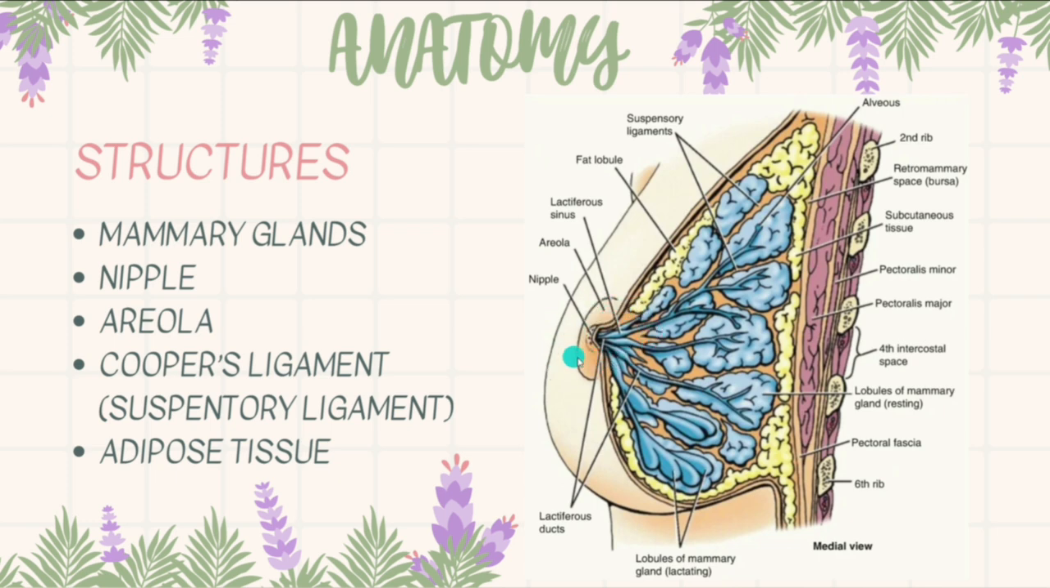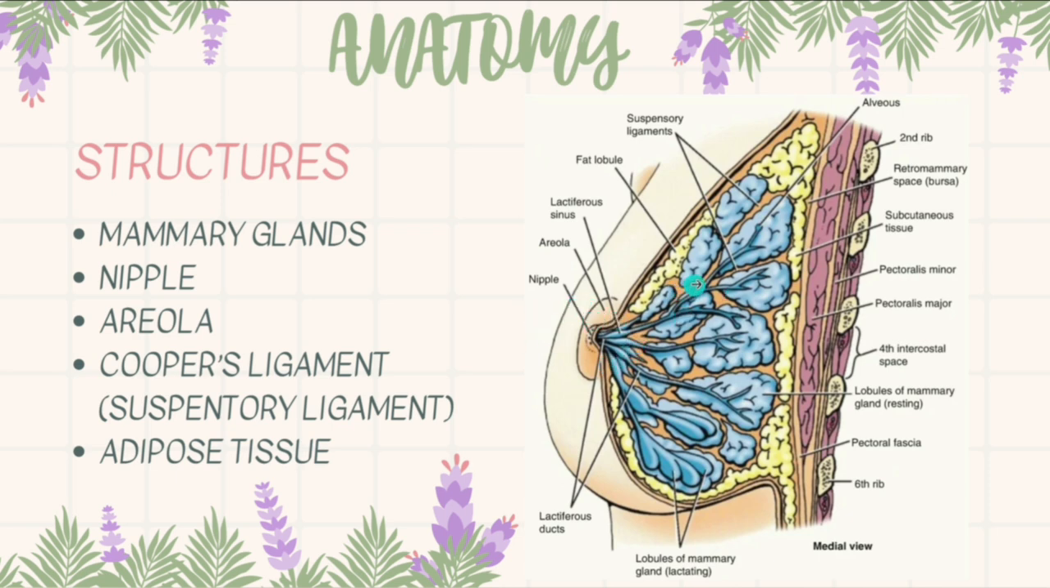The nipple contains small nipple pores, which are a continuation from the lactiferous ducts, and it's where the milk will come out. There is a pigmented area of the skin that surrounds the nipple, which is known as the areola. The areola contains sebaceous glands known as Montgomery glands, which will lubricate the nipple and prevent it from cracking during breastfeeding by producing oil substances.